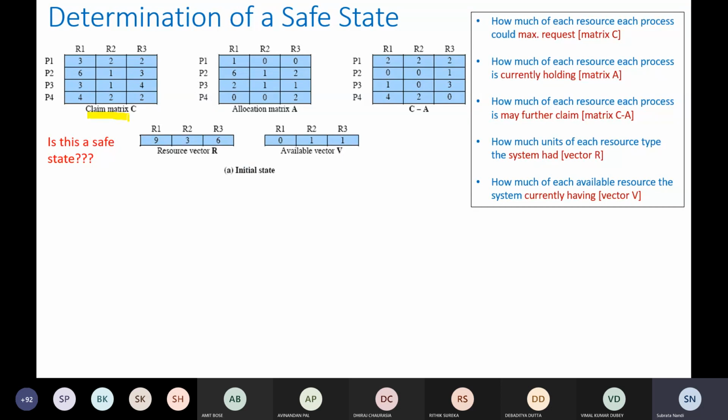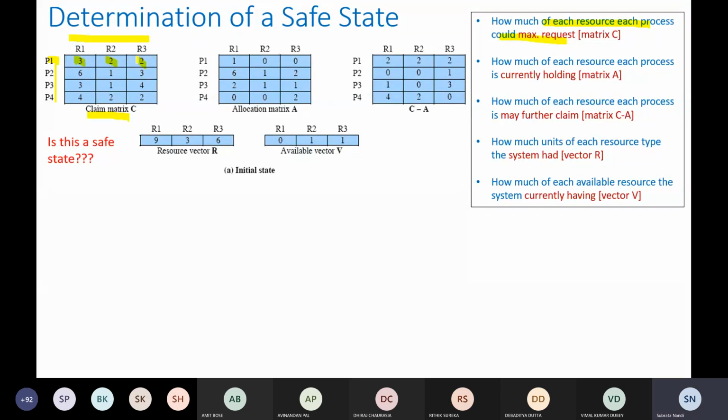This is a claim matrix. Claim matrix means there are 4 processes and there are 3 resources. So what is a claim? How much of each resource each process could at most request. This is the maximum request that a process can make. That means this process P1 can request at most 3 units of type R1, 2 units of resource type R2, and 2 units of resource type R3.